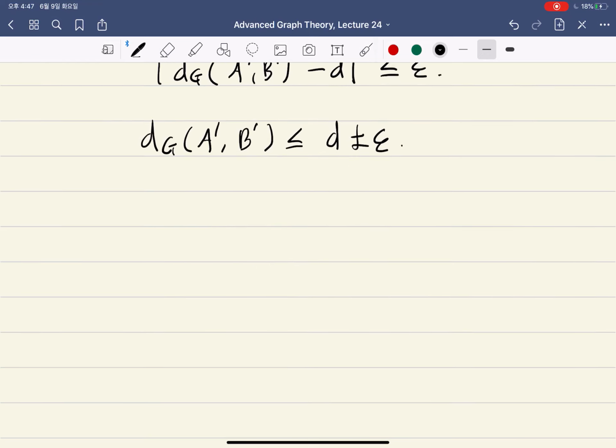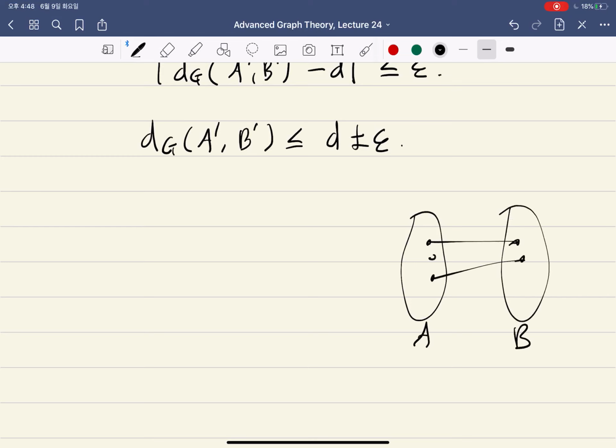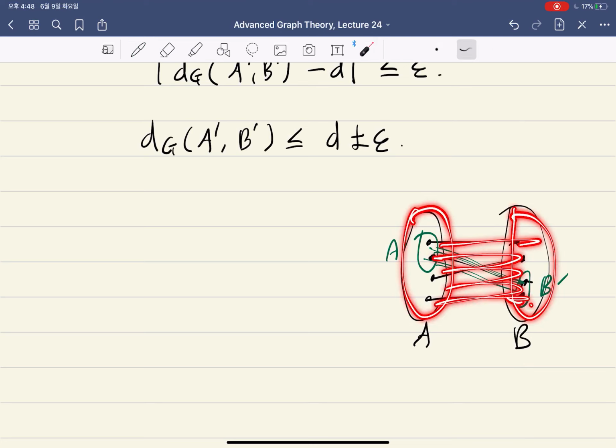What it means is that when we have this A and B, and these edges, if these edges are well distributed, if they are randomly distributed, then however you choose A prime and B prime, if it's uniformly distributed, the number of edges between them should have a similar distribution to the number of edges between the entire graph.